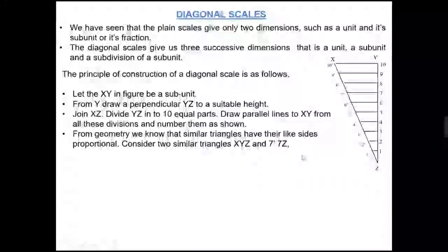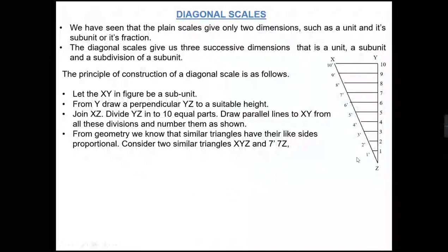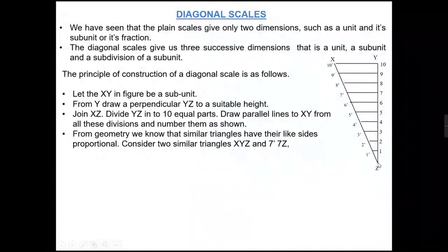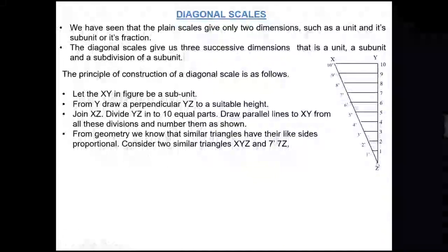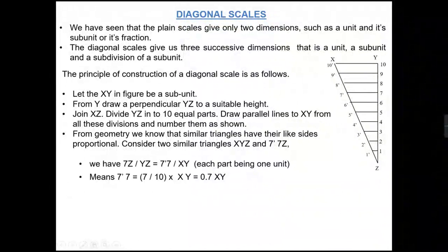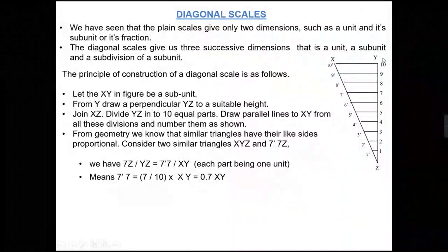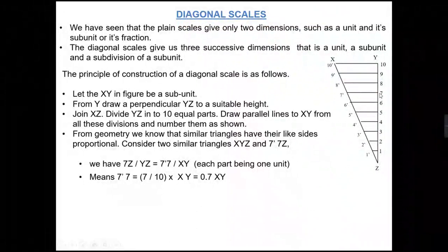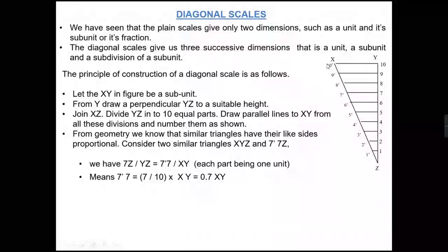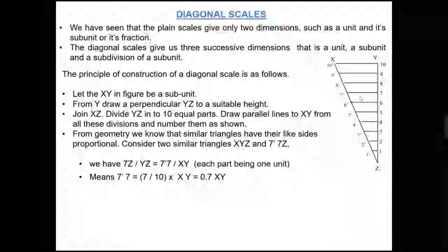Okay, so from the geometry we know that similar triangles have their like sides proportional. So I am considering two similar triangles xyz and 7-7'z. So this is xyz and 7-7'z. From that I will get 7z divided by yz, this is your 7z divided by yz equal to 7 dash divided by xy. Okay, so what I want to calculate is the 7 dash.